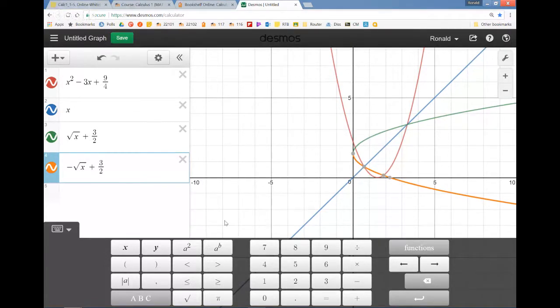The book kind of goes a little bit berserk on this. They say this red function here is not one-to-one, meaning when you rotate it 90 degrees, it's not a function. So we'll talk more about that as we move on.